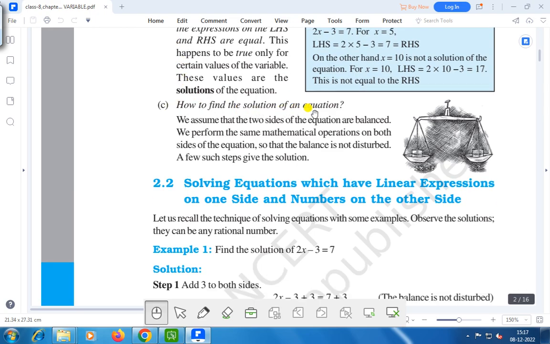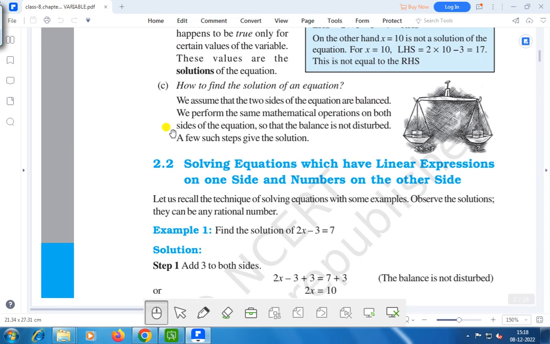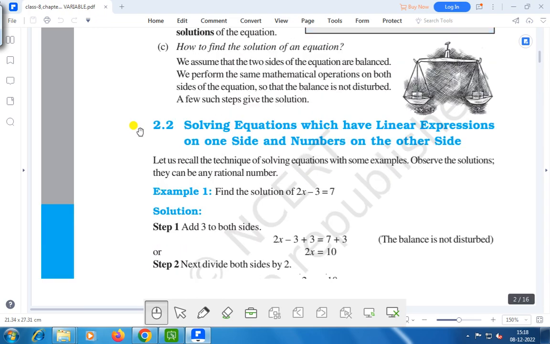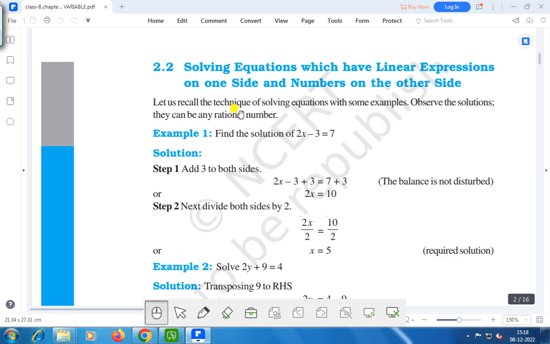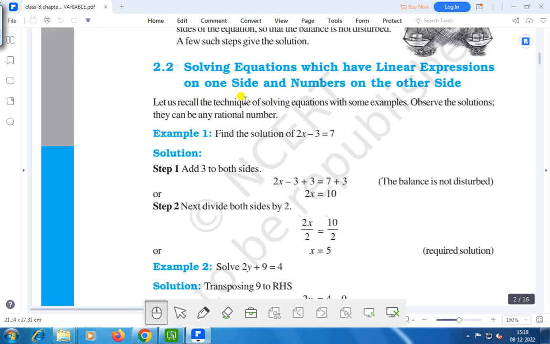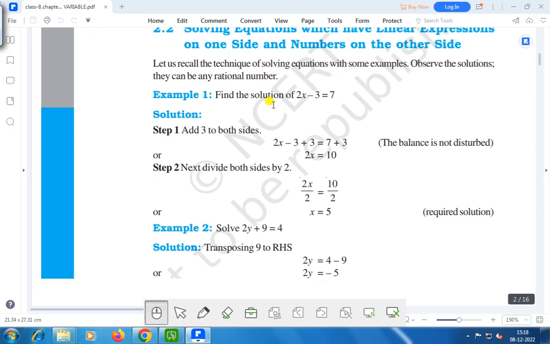How to find the solution of an equation? We assume that the two sides of the equation are balanced. We perform the same mathematical operation on both sides of the equation so that the balance is not disturbed. A few steps give the solution. Solving equations which have linear expressions on one side and numbers on the other side. Let us recall the technique of solving equations with some examples. Observe the solutions. They can be any rational number.